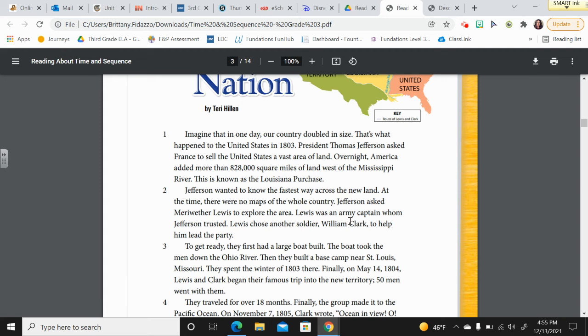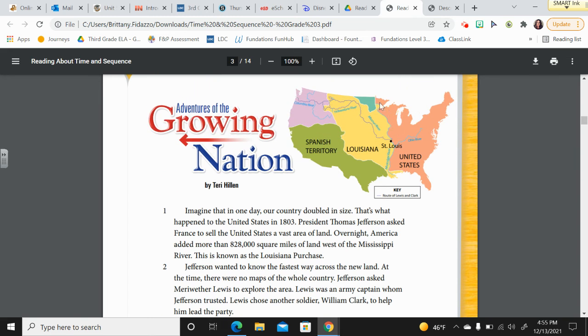President Thomas Jefferson hired them to be explorers and to explore the new land that now belonged to the United States because there were no maps. No one knew what kind of land this was.